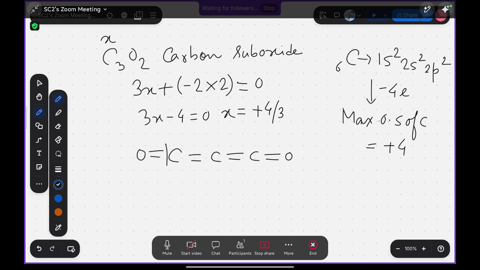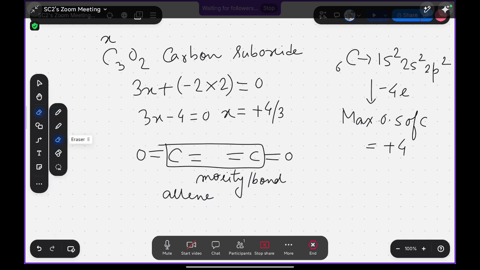Now remember, whenever you find this kind of moiety or linkage, carbon, double bond, carbon, double bond, carbon, this is called allene bond. So here what does this suggest? That the middle carbon atom, let me take a different color so that it is easy for you to understand.